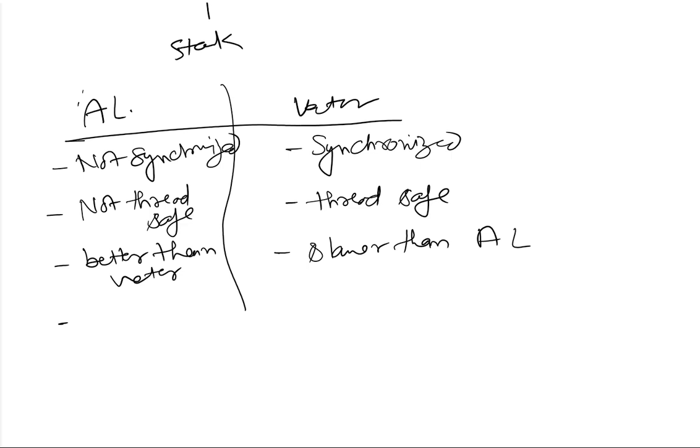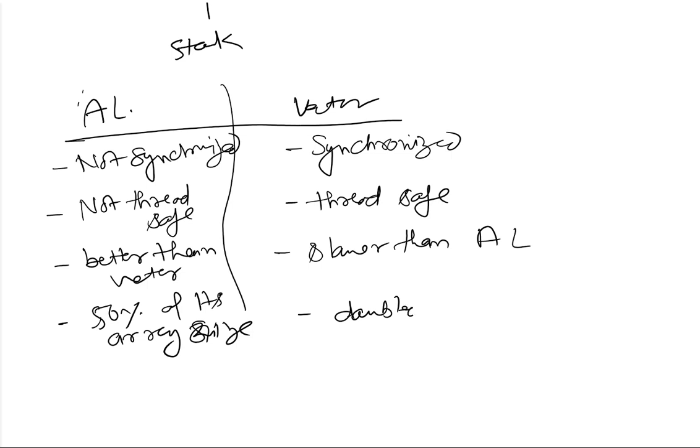Now one more important thing. If the array size is filled, whatever size we have declared for the array, and it is full, then ArrayList increases by 50% of its array size only. But Vector doubles the array size, right? So this is the main difference between ArrayList and Vector.